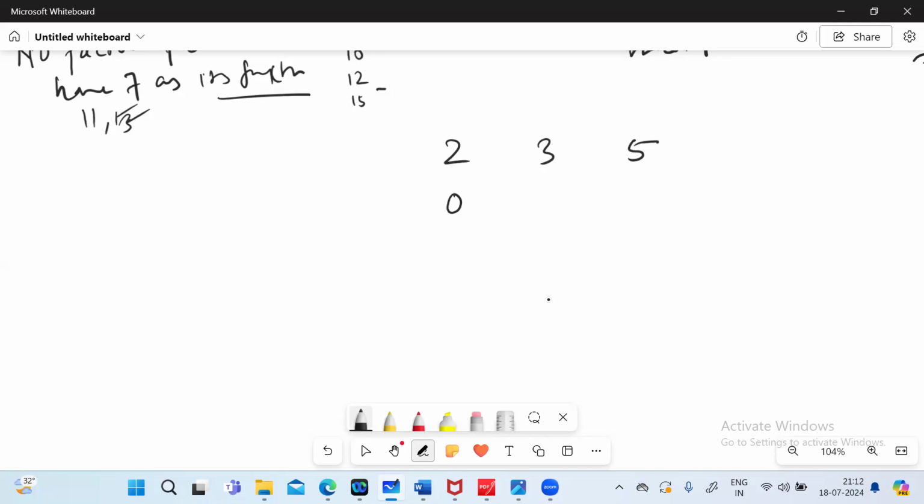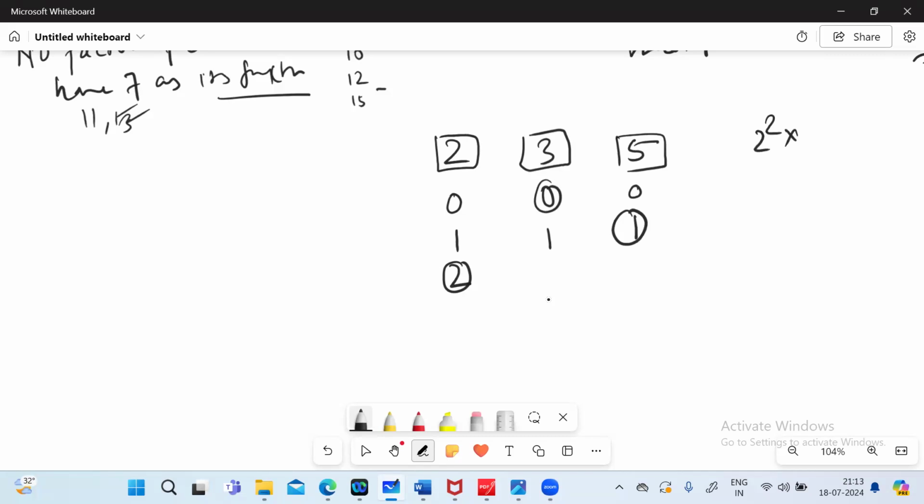And the allowed power of 2 is 0, 1, 2. For 3 it will be 0 and 1. These are the prime numbers. So let me cover them by rectangles. And the allowed power of 5 will be 0 and 1. And if we take any combination of these 3, you will be getting a factor of 60. So let's say if we are taking 2 to the power 2, 3 to the power 0, and 5 to the power 1, the number that I'll be getting is 20, which is a factor of 60.